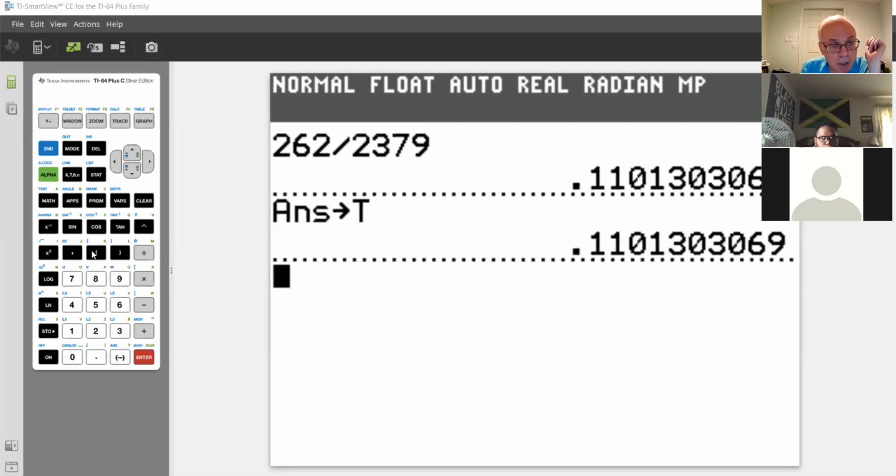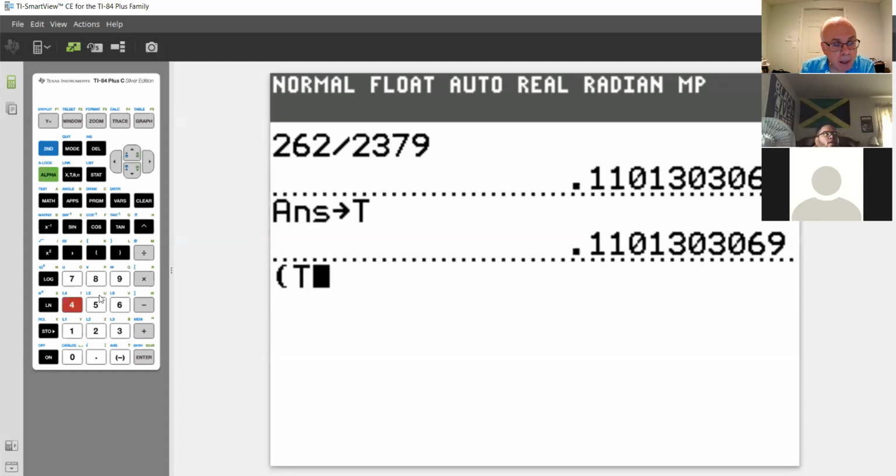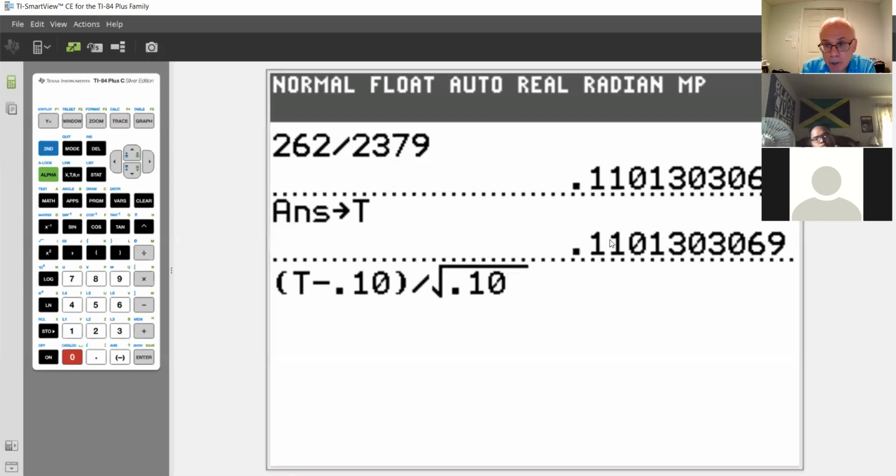So just follow along. Open up a set of parentheses. Put your sample statistic first, right? And that's T. It's this 0.1101, but you might as well put T there because you stored it in T. So I'm going to put alpha T minus 0.10, because that is your hypothesized proportion, close parentheses, divide by square root. Square root of what? The hypothesized proportion. That's 0.10. Do not put T here. You don't put the sample proportion in here.